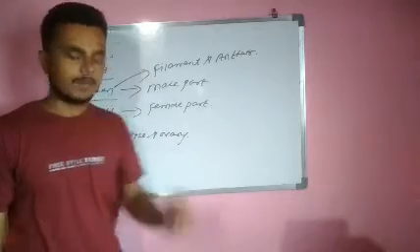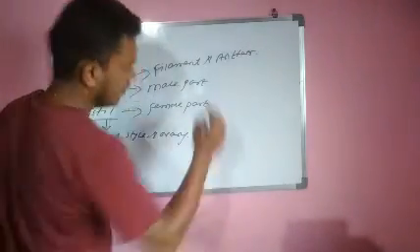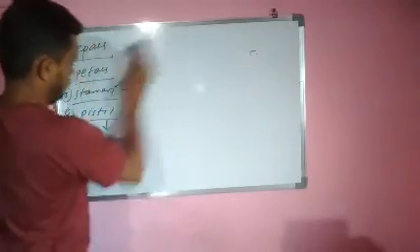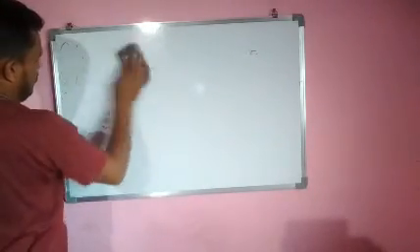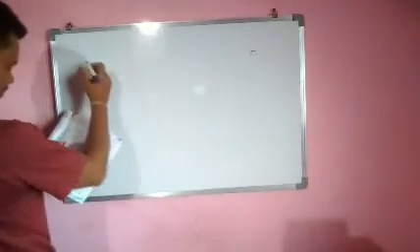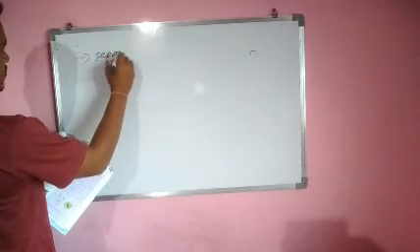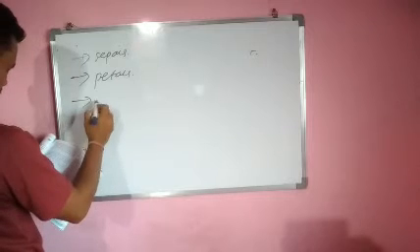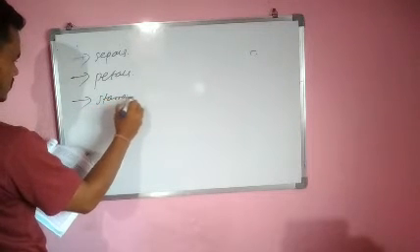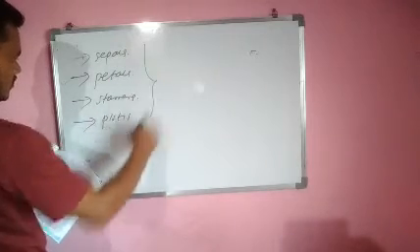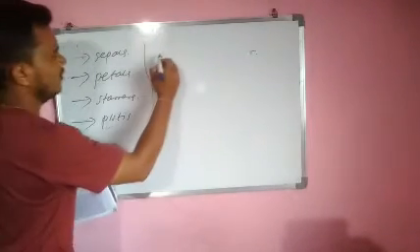The flower in which four parts are there, keep in mind which ones. First one is sepals, number 2 is petals, number 3 is stamens, number 4 is pistil. Now see, those flowers having the four parts are called complete flowers.